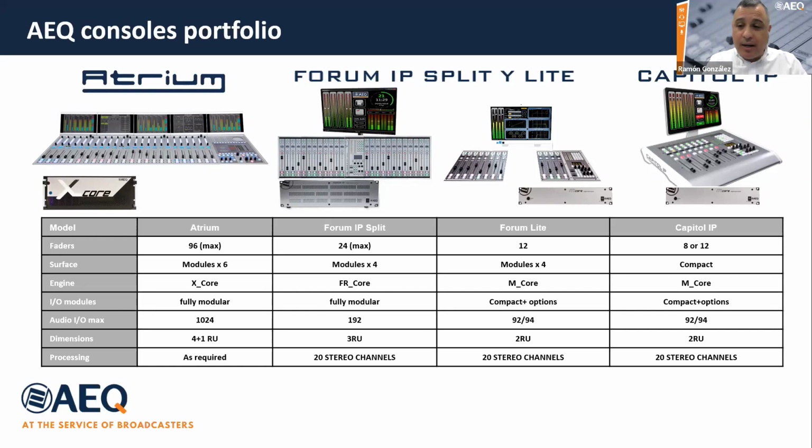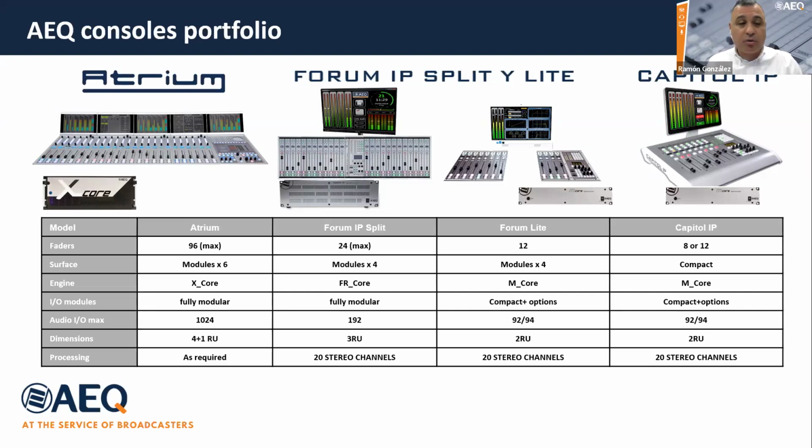Okay. What we have on our screen is a kind of comparison chart from our current options for audio broadcast mixers. From right to left, we have, first of all, our Capital IP. Capital IP comes with 8 or 12 faders, in two versions. It has a compact design, which is not modular, so you have to choose how many faders you want from the beginning.